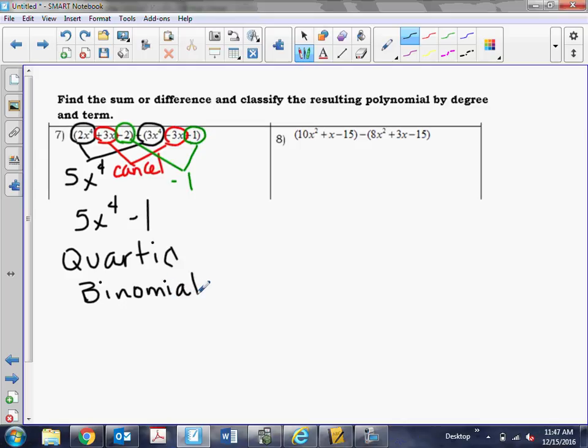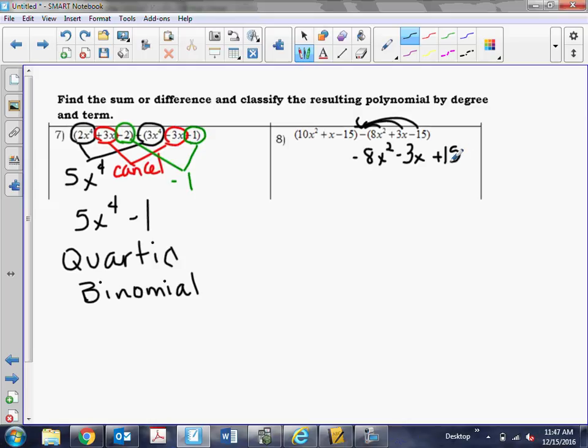And then let's take a look at number 8. Again, we should see the fact that there is a subtraction sign in between that, which means you need to distribute that subtraction sign to the entire polynomial. So that way we're not just subtracting one piece, we're subtracting the entire polynomial. So if we distribute that, it will give us a negative 8x squared minus 3x plus 15.